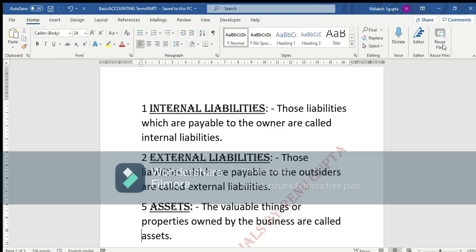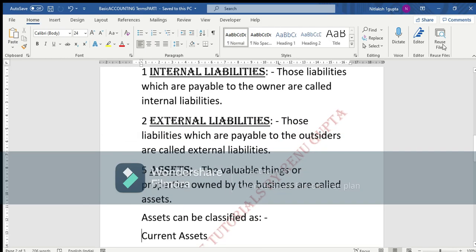Now another one is external liabilities. External liabilities are those liabilities which are payable to the outsiders by the business. In simple words, all the amounts which a business has to pay to the outsiders are called external liabilities. For example, creditors. When we have bought something and not paid the amount of that bill, the person from whom we have purchased is known as a creditor. So creditor is the external liability for the business.